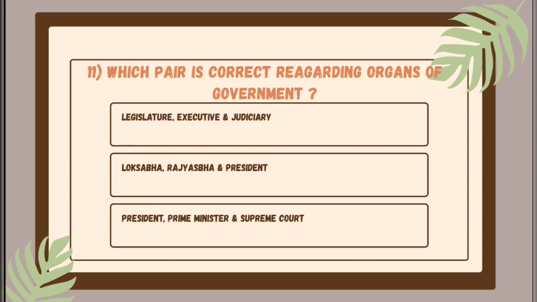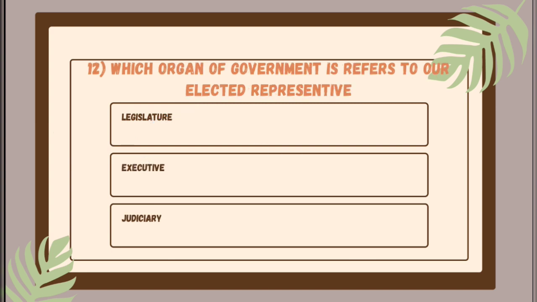Okay. Next question, question number 12. Which organ of government refers to our elected representatives? The options for question number 12 are legislature, executive, and judiciary. Which of the following organs of government refers to our elected representatives? The correct answer is that the legislature organ of the government refers to our elected representatives.